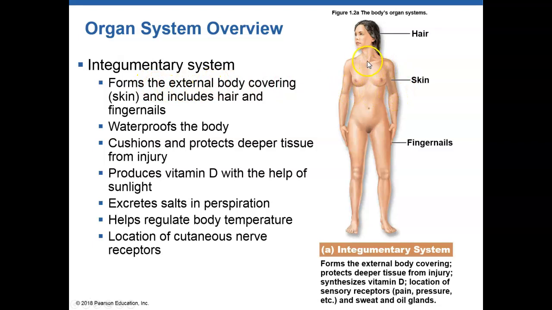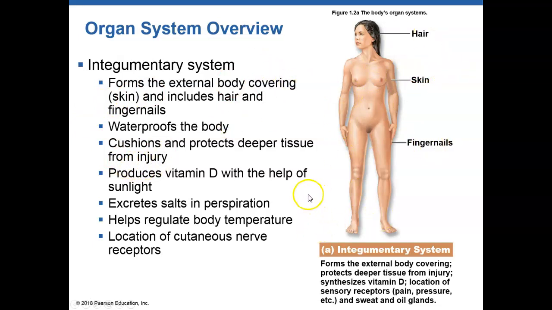The first organ system that you will learn about is the integumentary system. The integumentary system includes the skin, hair, and nails. The skin is the major organ, and hair and nails, as well as exocrine glands, are all structures found within the integumentary system. They're part of the integumentary system, but the major organ is the skin.